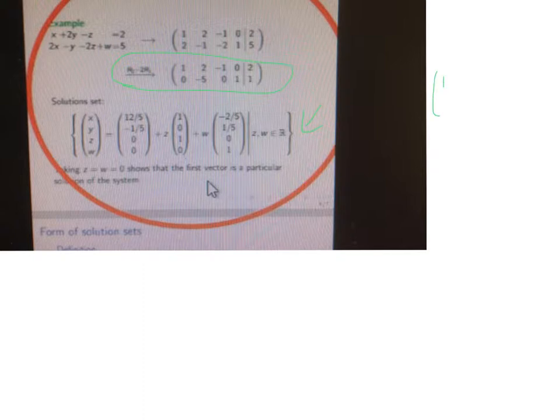It would be 1, 0, minus 1, 2 over 5, and 12 over 5. And the second row reduces to 0, 1, 0, minus 1/5, and minus 1/5. Okay.